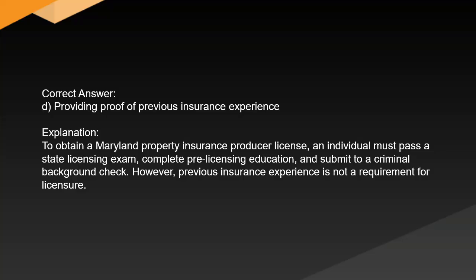Explanation. To obtain a Maryland property insurance producer license, an individual must pass a state licensing exam, complete pre-licensing education, and submit to a criminal background check. However, previous insurance experience is not a requirement for licensure.